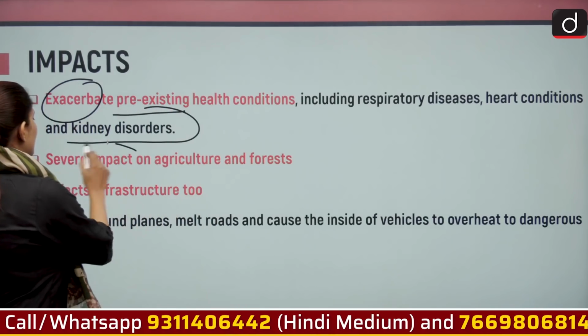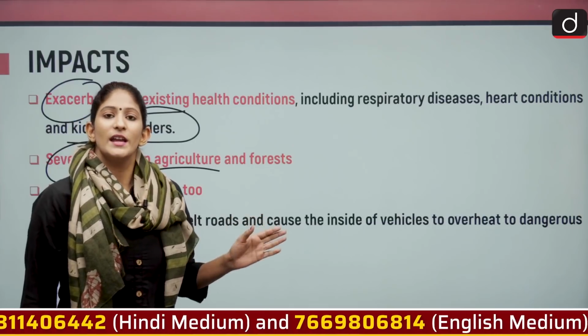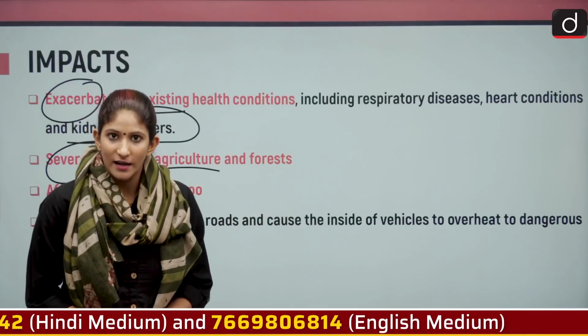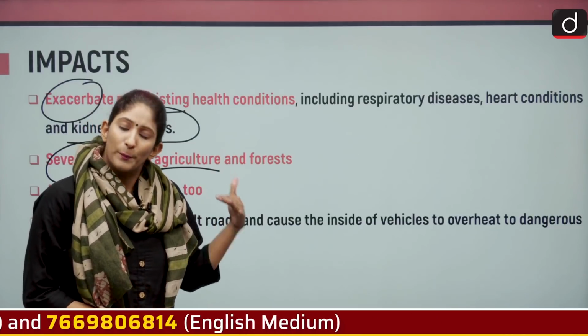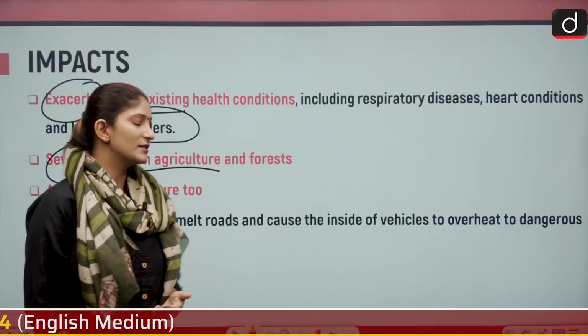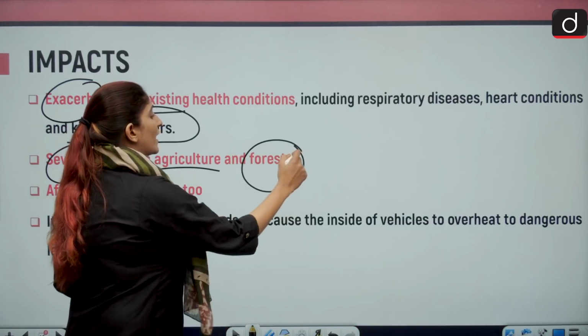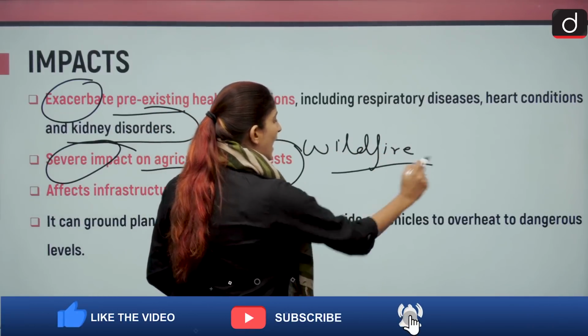Also, it has a severe impact on agriculture and forests. On agriculture, it makes the crops die because of excess heat, and also the proliferation of many types of crop disease. In terms of forests, it gives rise to wildfires, which of course wreaks havoc on the flora and fauna.